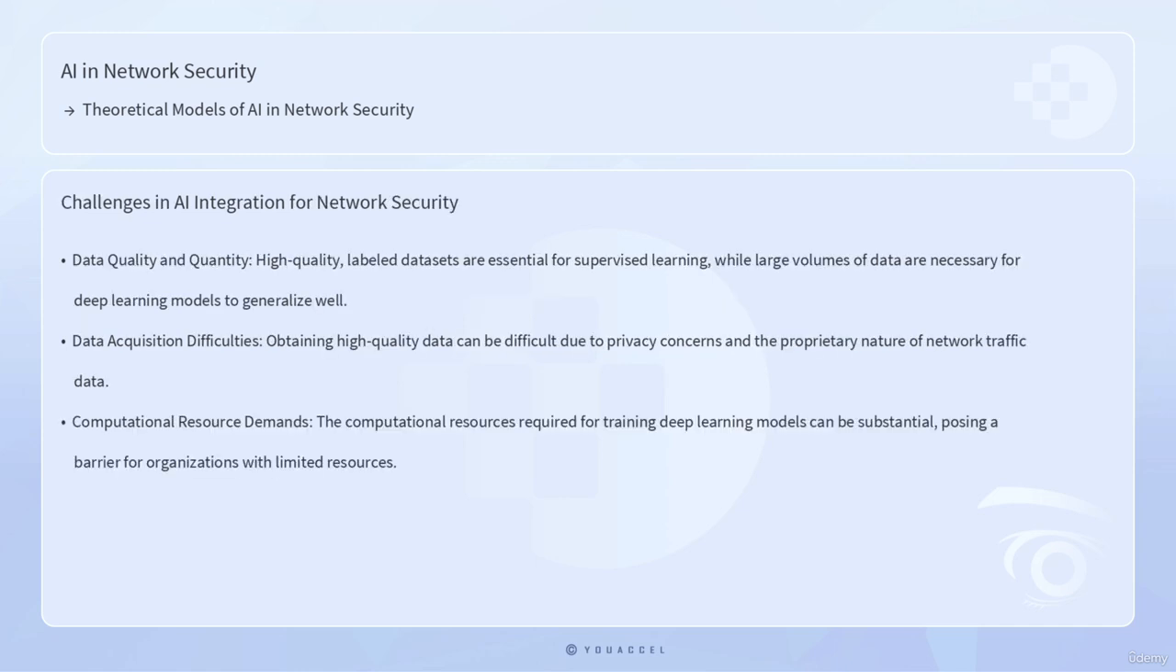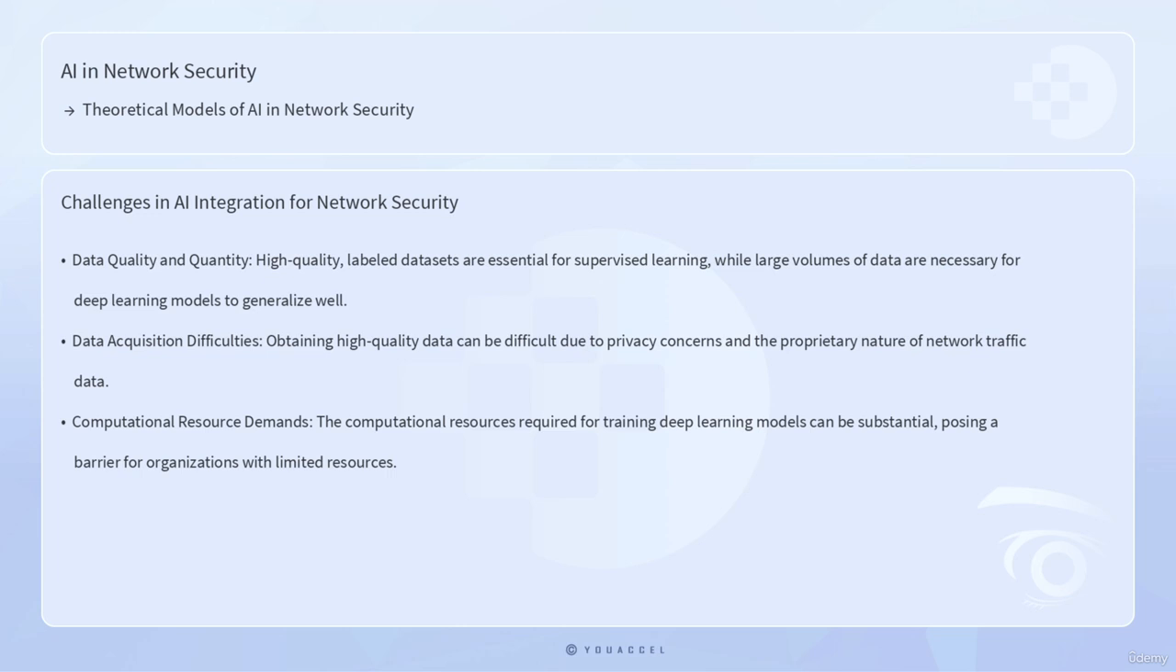The integration of AI in network security is not without challenges. One significant issue is the quality and quantity of data required to train these models effectively. High-quality, labeled datasets are essential for supervised learning, while large volumes of data are necessary for deep learning models to generalize well. However, obtaining such data can be difficult due to privacy concerns and the proprietary nature of network traffic data. Furthermore, the computational resources required for training deep learning models can be substantial, posing a barrier for organizations with limited resources.